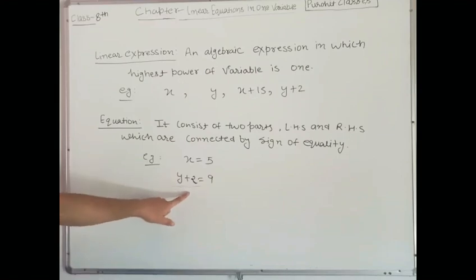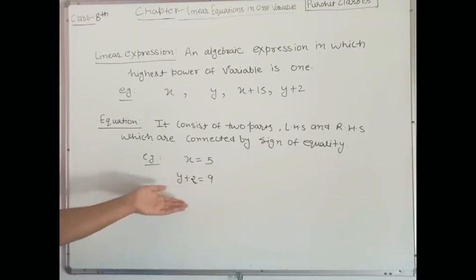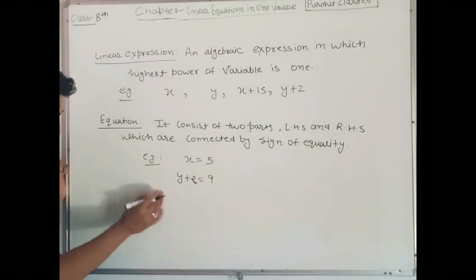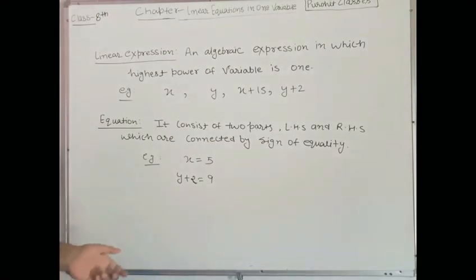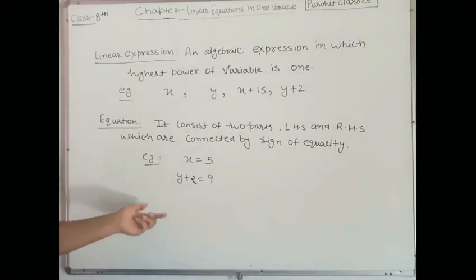This will be called linear equation. And how many variables are there? Only one. So this will be called linear equation in one variable. That is our topic. So this kind of expressions are called linear equation in one variable. So if we want to define, how we will define? Simply we can write an algebraic equation in which the highest power of variable is 1, that will be called linear equation in one variable.